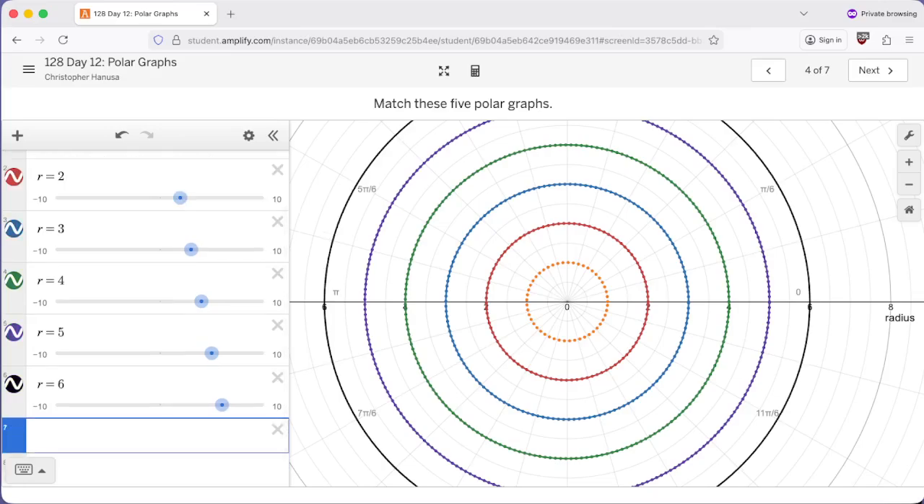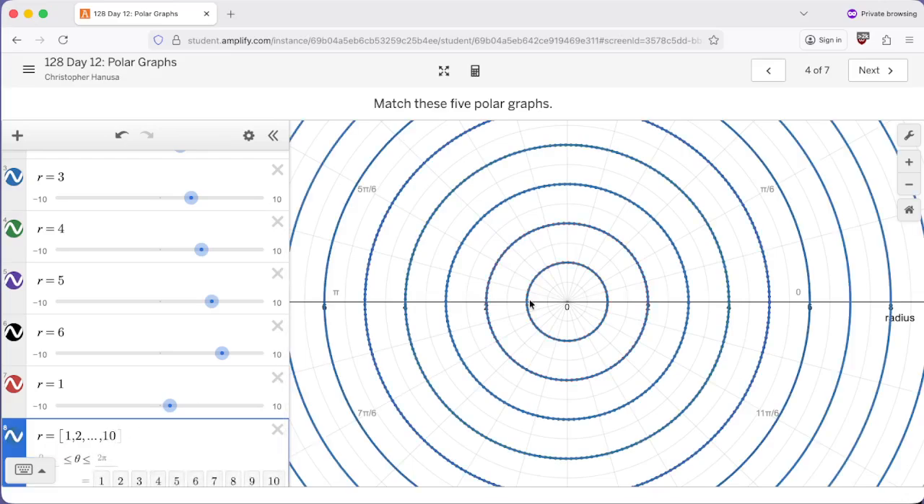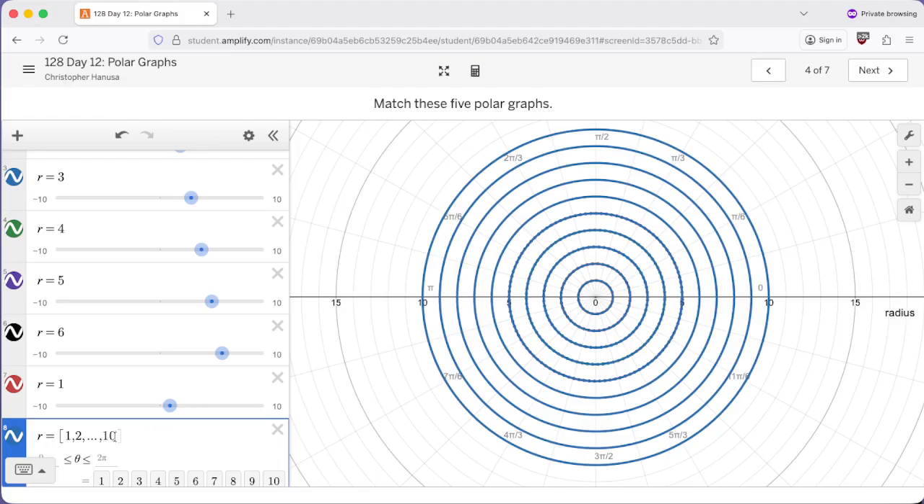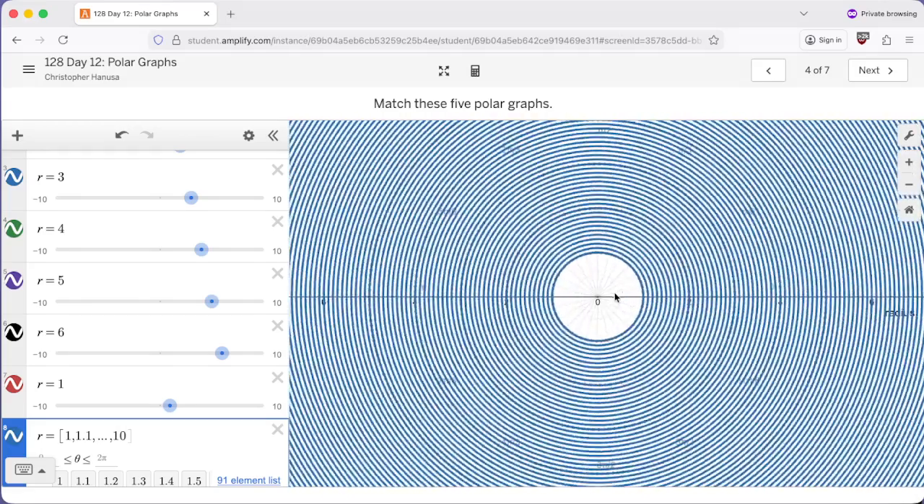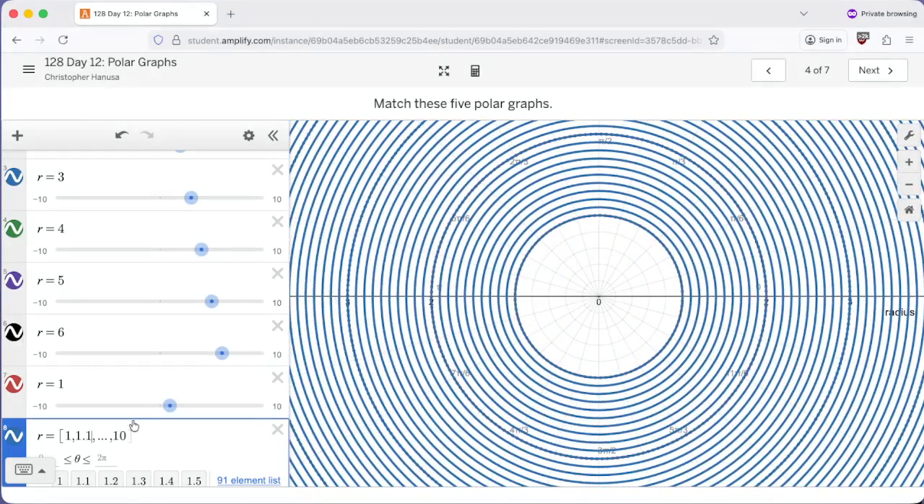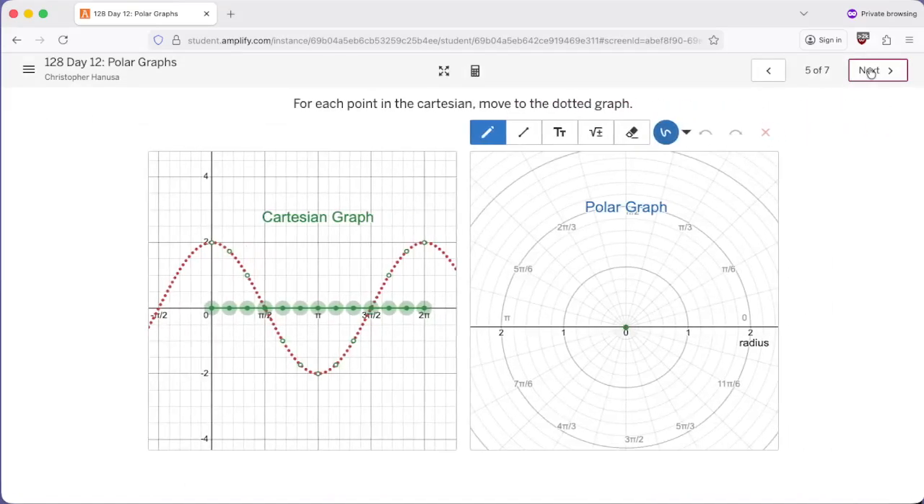Or that one here in the middle, which is 1 unit. So r is equal to 1 gives me this circle. And just like before, we could use lists, and we could decide this is r is equal to 1, 2, up to 10, and that's going to give us circles of radius 1 up to 10. Although if we did 1, 1.1, up to 10, then that's going to give us a whole bunch more circles. Okay, next.